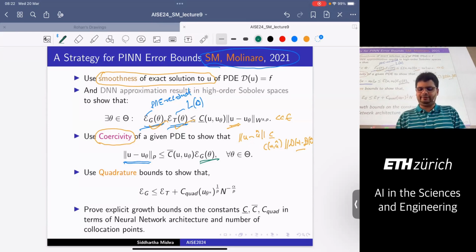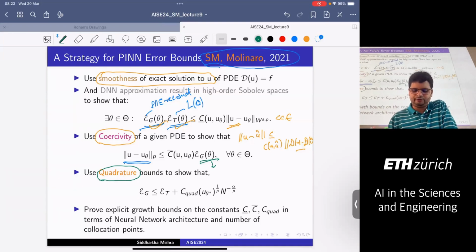And of course, we don't have control on this. We don't have a handle on this. We compute it with quadrature. So one can use some sort of quadrature, random sampling, quasi Monte Carlo, whatever, in order to estimate it in terms of the training error. So at the end of the day, we are given an estimate, which looks something like this.